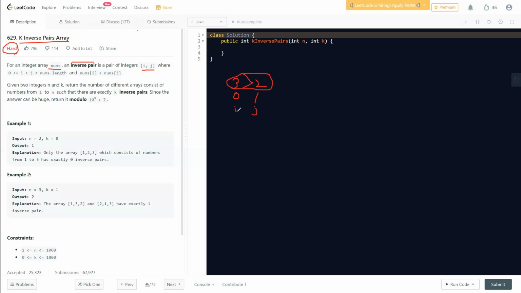So they're more or less saying it should be i, j, where i and j lie in this range, and where nums of i is greater than nums of j. That's what the initial definition of an inverse pair is all about.